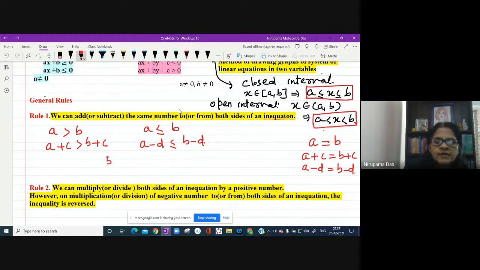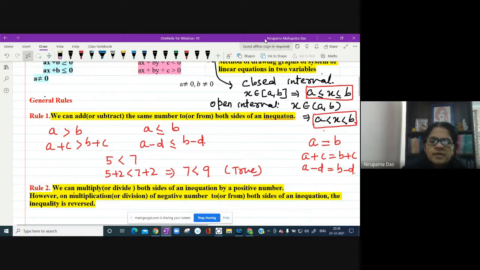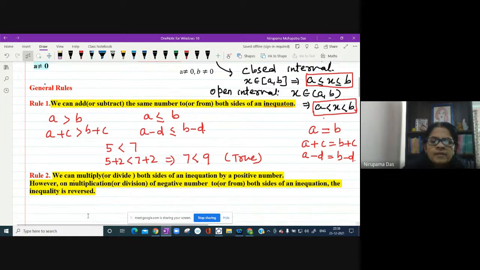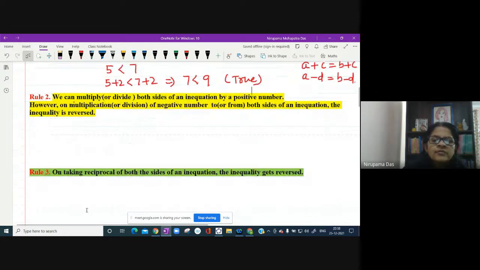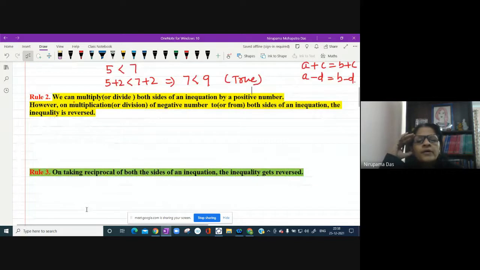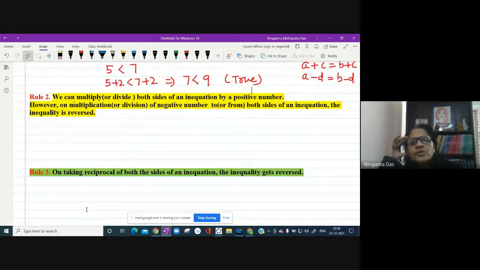You can take a concrete example also. You can see here 5 is less than 7. If I add 2, 5 plus 2, 7 plus 2, it means 7 is less than 9. So it's true. You can subtract some number and check it also.